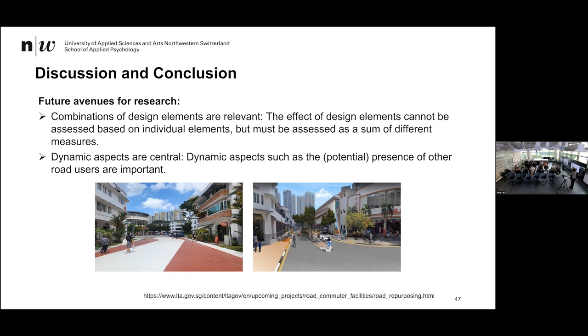Something else we discussed, which would be interesting for further research: we also got some inconclusive results with regards to speed choice when we compared our results with results from field experiments. And we were wondering whether dynamic aspects play an important role. Dynamic aspects are such as, are there other people present? Are there people coming out of the forest on the side? Are there cyclists using the bike lane? These would be interesting for further research.